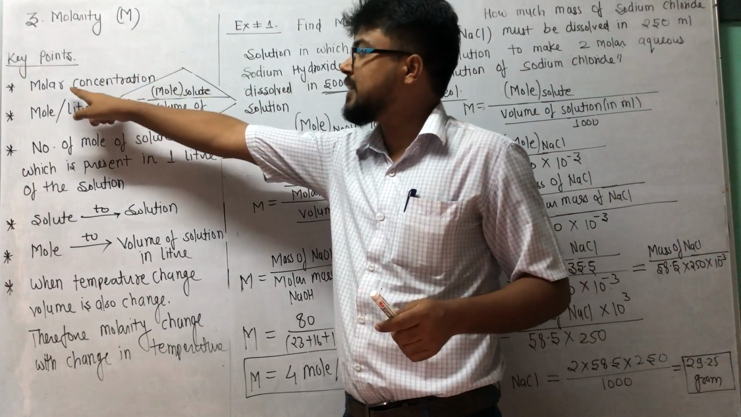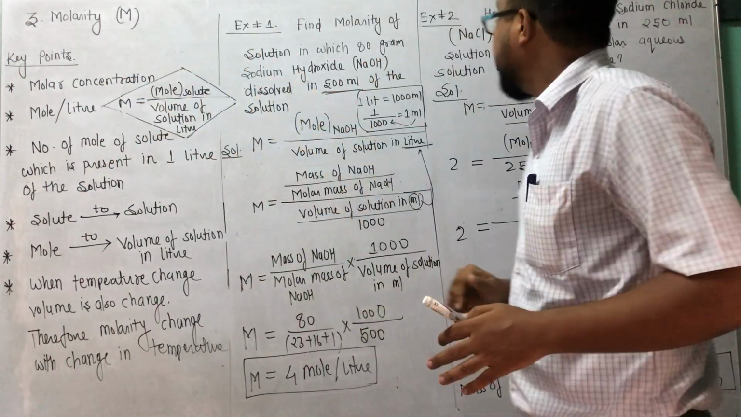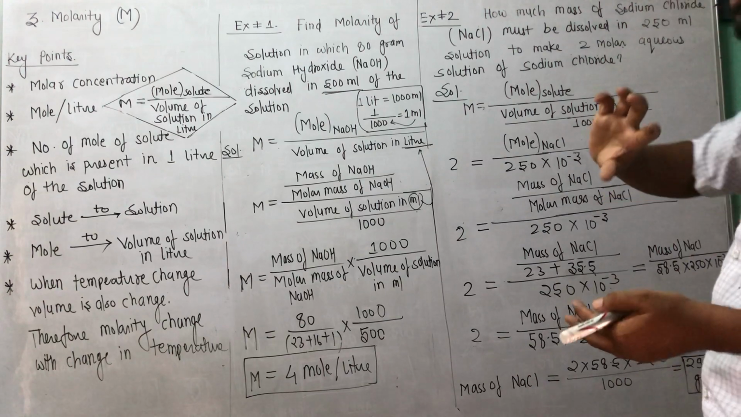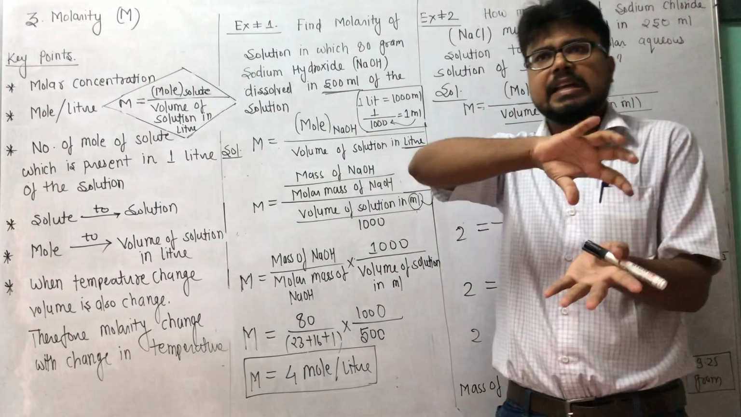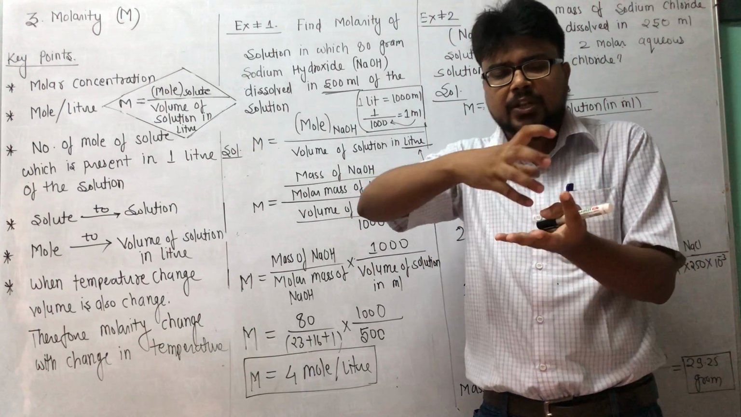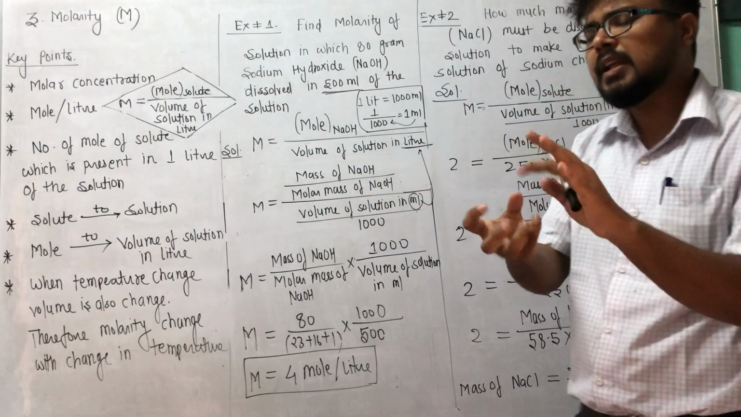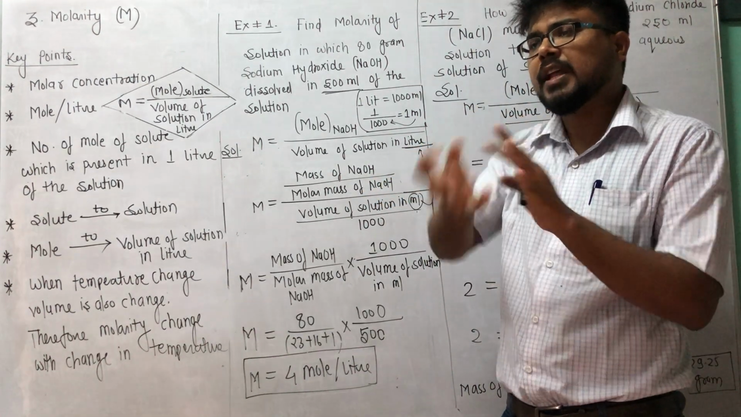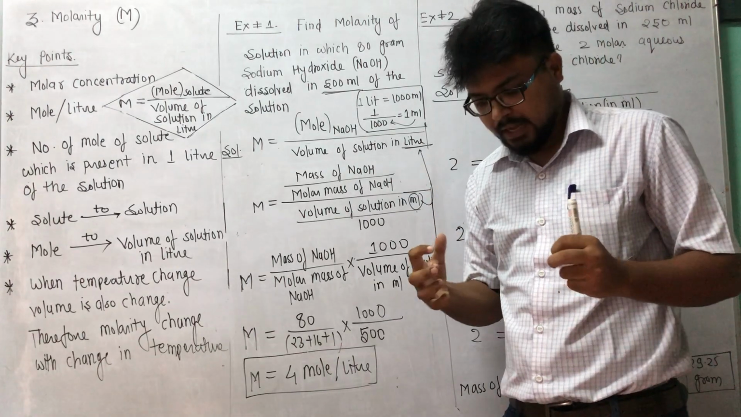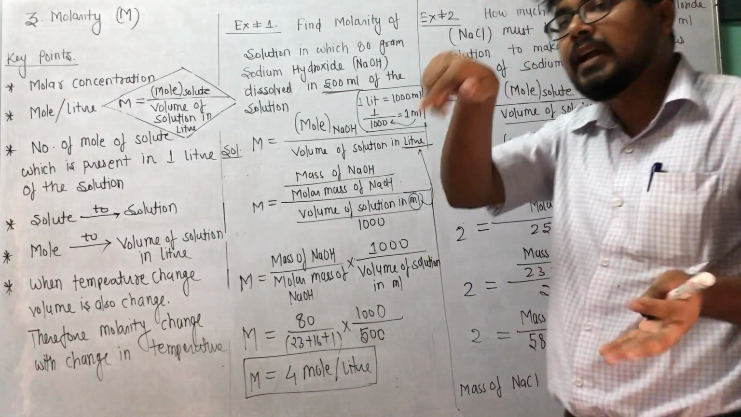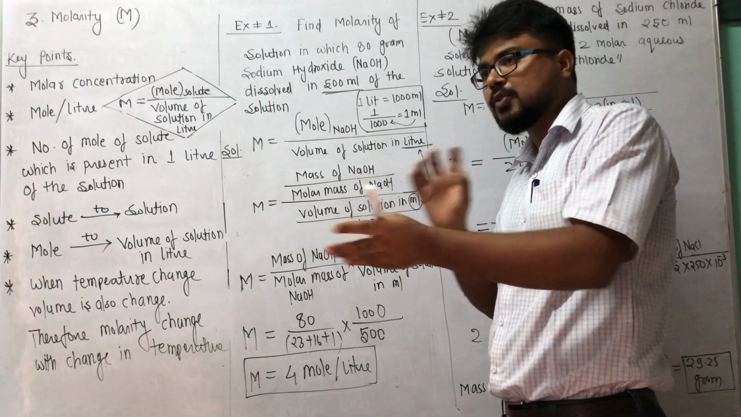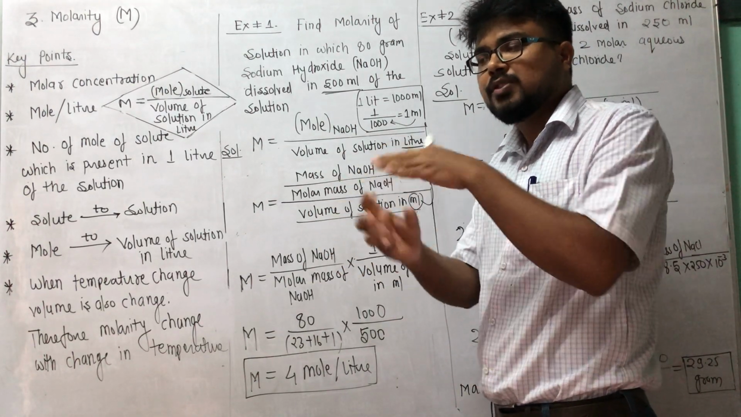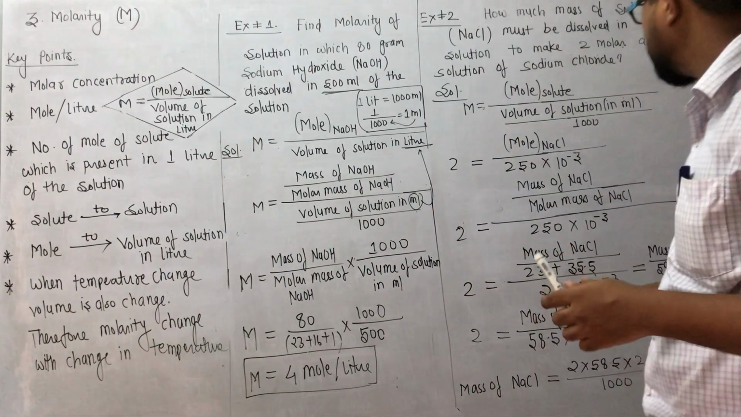Molarity is also known as molar concentration, number 1. And number 2, what is an aqueous solution? It means when some solute is dissolved in water, the solution obtained will be an aqueous solution of that particular solute, correct? When water is involved as the solvent, the solution is termed an aqueous solution.